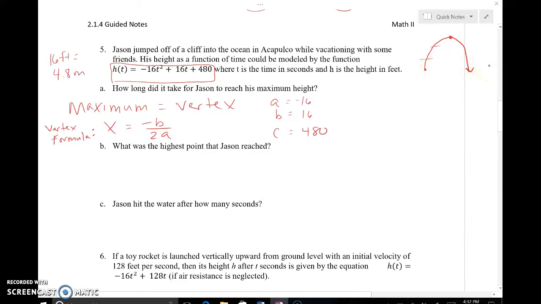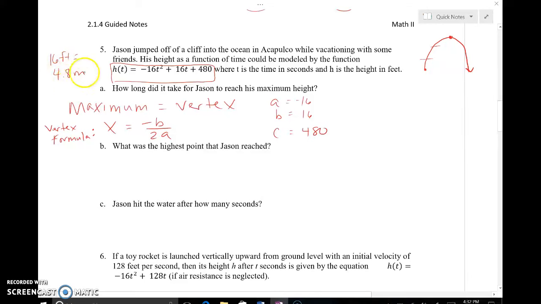All right, so we're going to talk about how to do this. Still going to use the quadratic formula on this quadratic equation because this is a quadratic. You see the highest power is 2. Keep in mind that in this problem they talk about finding the maximum height. Remember that the maximum height is the vertex, so we're going to try to find the vertex. The vertex formula is the opposite of b over 2a, and again the coefficients right here: a is negative 16, b is positive 16, and c is 480.